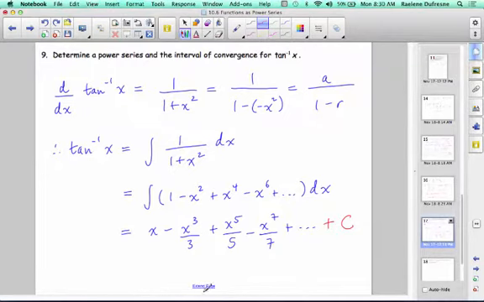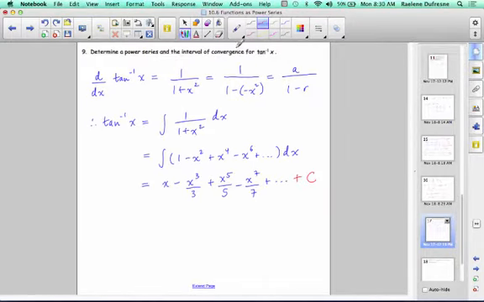We could have written this in a different way by saying that tan inverse of x could be expressed as a definite integral. We could say that tan inverse of x minus tan inverse of 0 from the fundamental theorem of calculus can be expressed as the integral from 0 to x of 1 over 1 plus t squared dt.